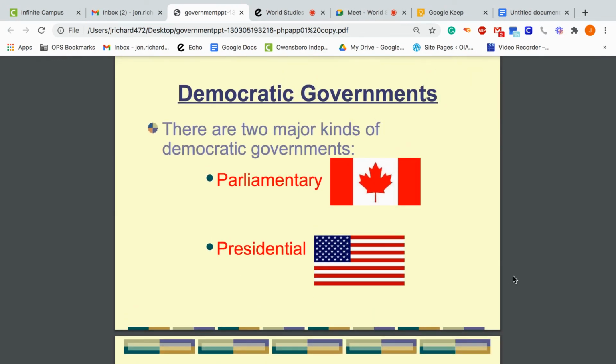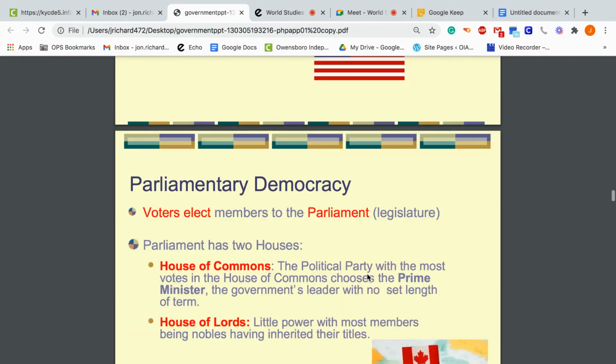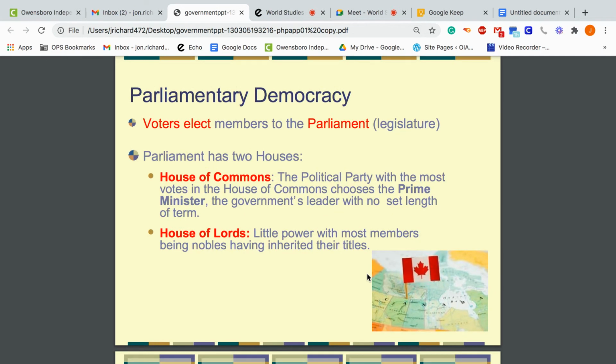All right, there are 2 types of democratic representative governments, and that is parliamentary and presidential. Okay, so next to parliamentary, you can write, whose flag is that right there? Canada. So you can write Canada on that line, and then presidential, that's our flag, United States. So let's talk about parliamentary first. So we're flipping the paper over.